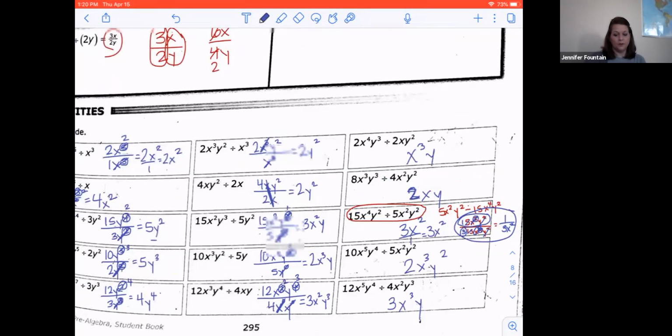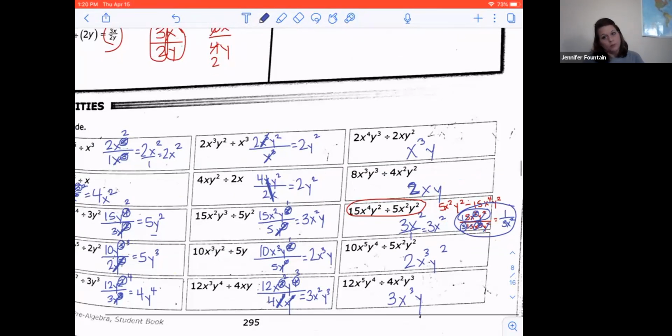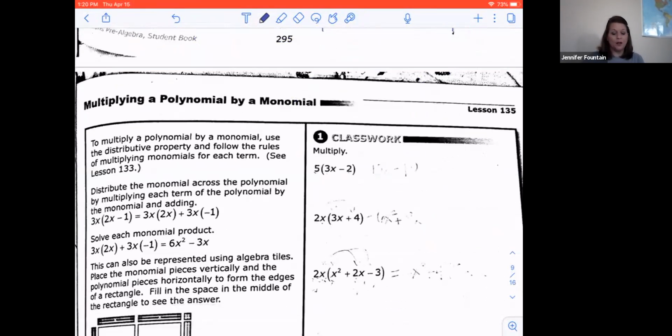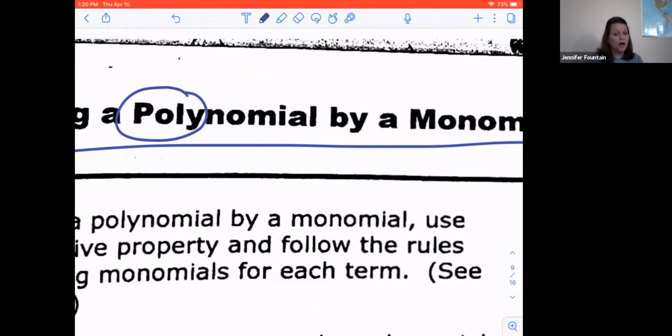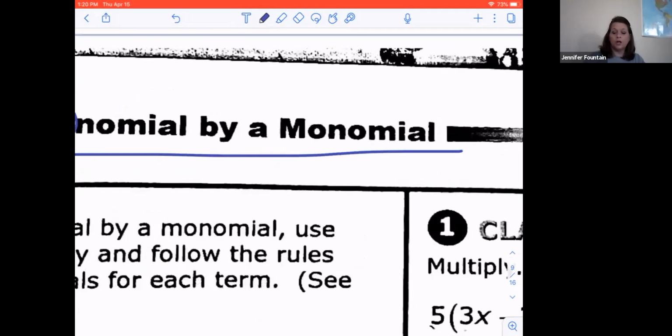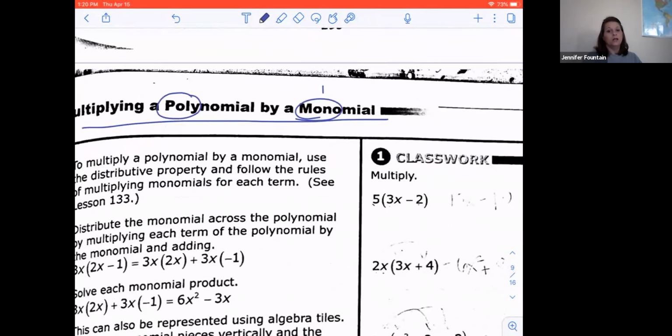Okay. So now we've looked at adding polynomials, subtracting polynomials, multiplying polynomials, and dividing polynomials. Now we're going to look at when we multiply a polynomial by a monomial. So remember, we said prefix poly. We said that could be a constant, a monomial, a binomial, a trinomial, or any other polynomial that has 4 or more terms. But we do know a monomial means 1. So I know that I'm multiplying a multi-term expression by a single expression, okay?